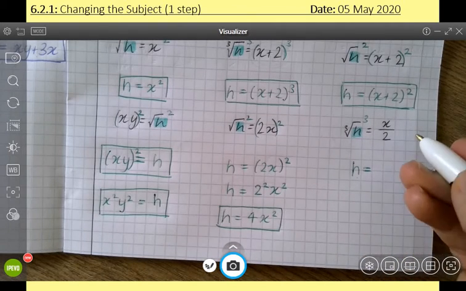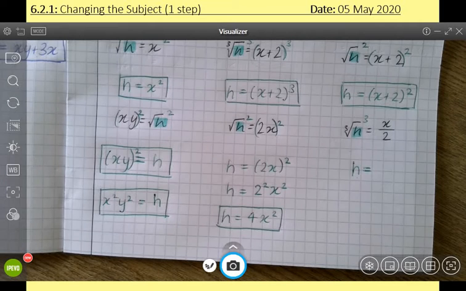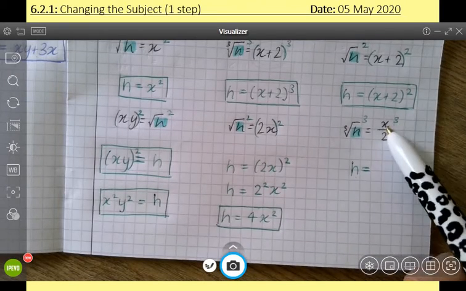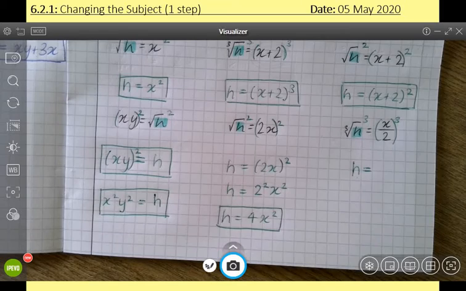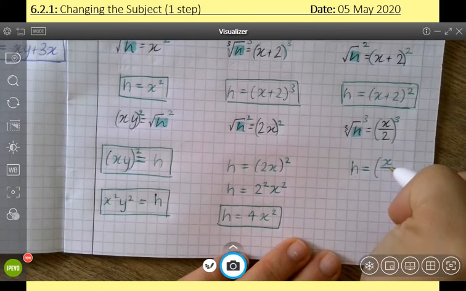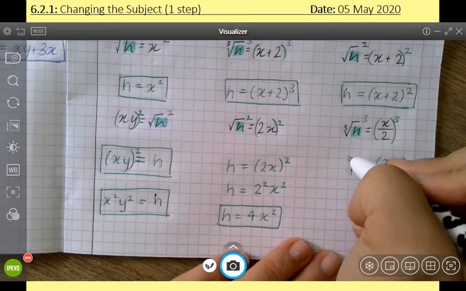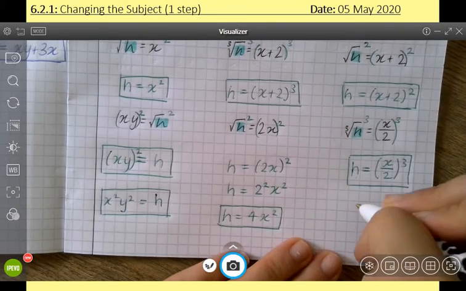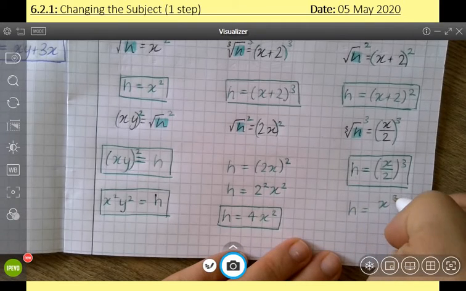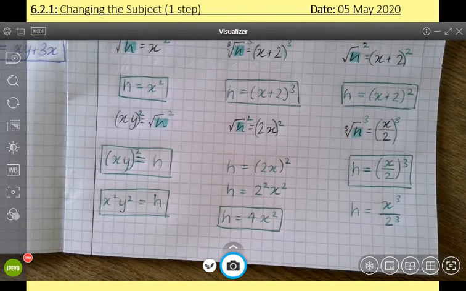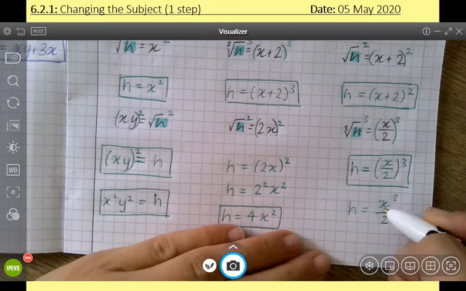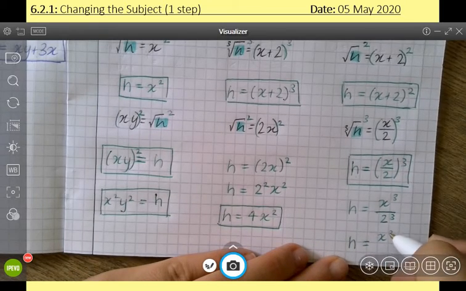The right hand side, remember, we want to cube everything. And when we want to do something to everything, we use brackets, because I shouldn't just do this. If I do this, I'm only cubing the x. I want to cube everything. So I can write my answer like this, x over 2, all cubed. That's fine. Or I can write it like this, h equals x cubed over 2 cubed, which I can do 2 cubed in my head. It's 2 times 2 times 2, so it's x cubed over 8.